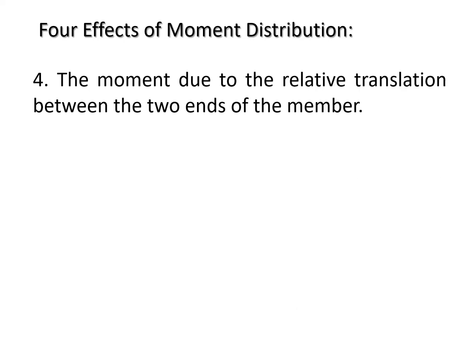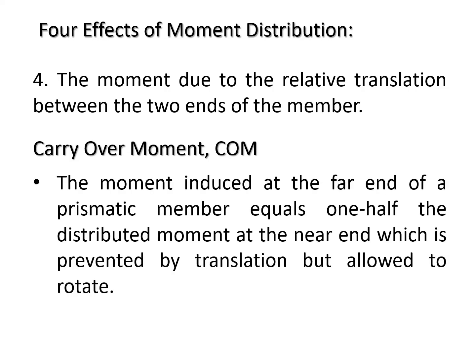Number 4. The moment due to the relative translation between two ends of the member is known as the carryover moment, or the COM. The COM is actually the moment induced at the far end of a prismatic member, equal to 1/2 of the distributed moment at the near end, which is prevented from translation but allowed to rotate. Meaning to say, to get the carryover moment, or COM, all we need is 1/2 of the distributed moment. So we're going to multiply it to get the COM, or the carryover moment.